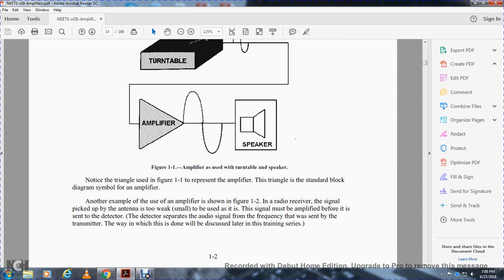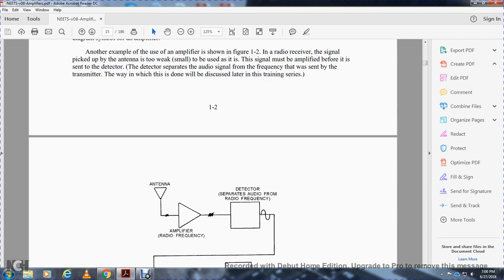The radio receiver's signal picked up by the antenna is too weak, too small to be used. The signal must be amplified before it is sent to the detector. The detector separates the audio signal from the radio frequency that was sent by the transmitter. How this is done is discussed later in the training series.